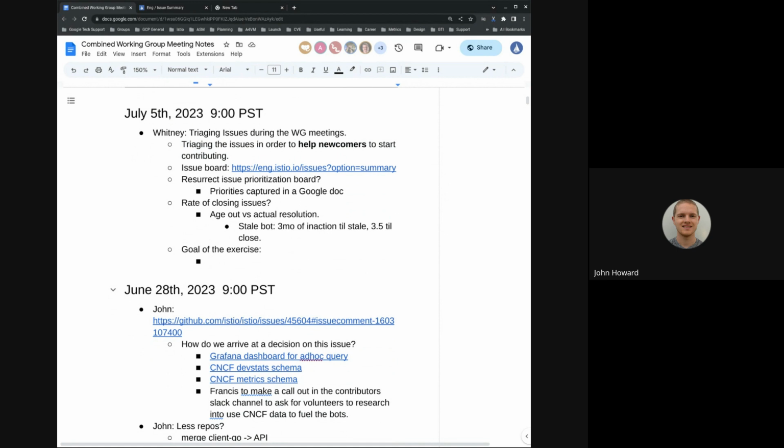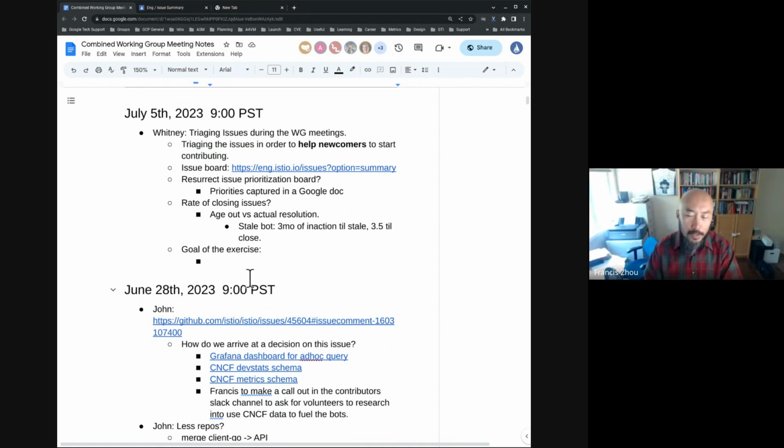Yeah, agreed. So let's get back to the goal of the exercise. So sounds like getting to 0 issues is neither a goal nor practical. So can we rephrase the goal as what Whitney has actually proposed before, which is to flag issues that are great for newcomers to get our feet wet?